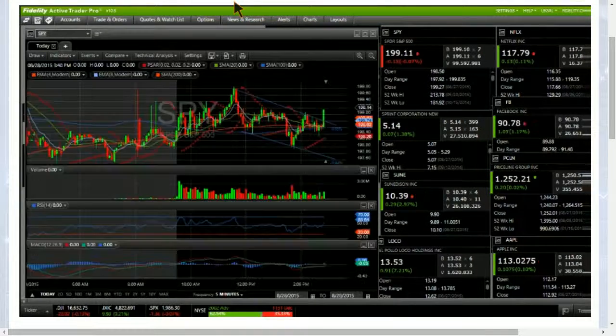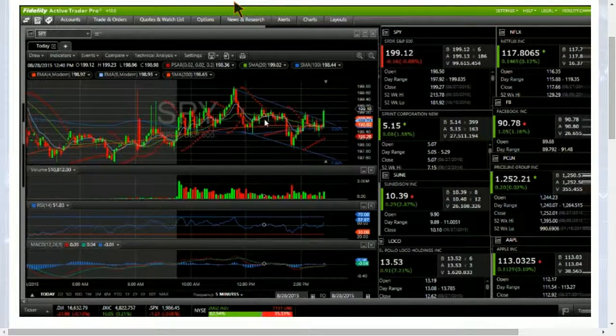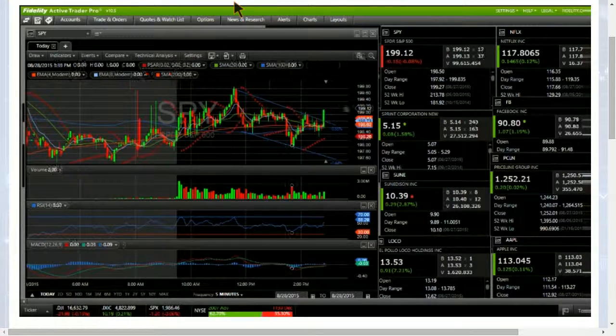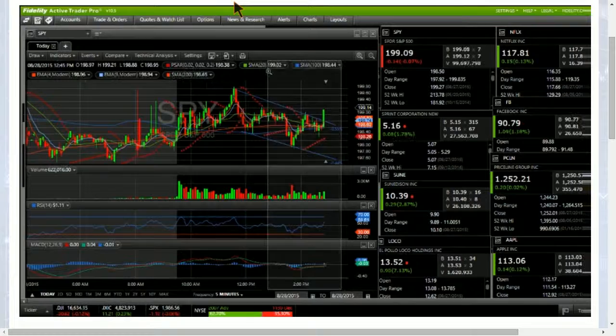So there's SPY, a more convincing break that I wanted to see above this high, and now the goal is 199.23. Break above 199.23, and we are going to come back and try and break the high of day at 199.83.